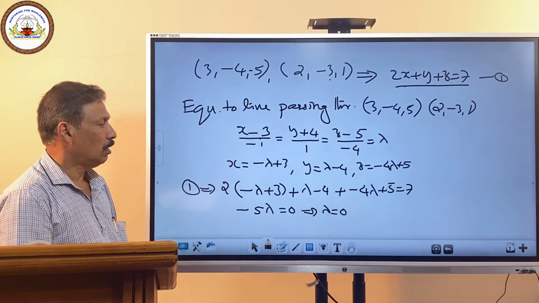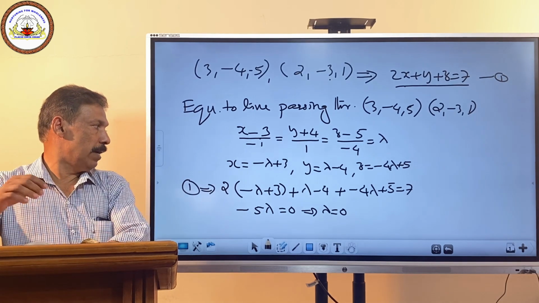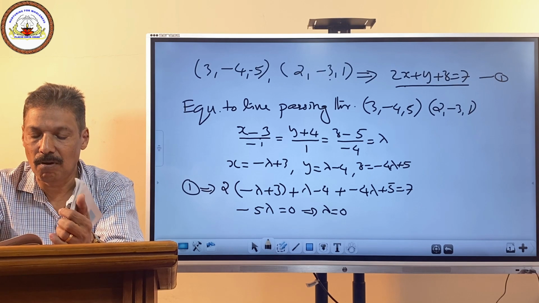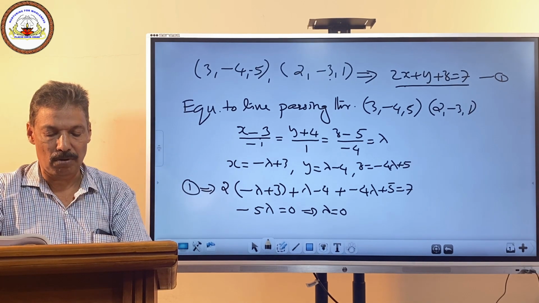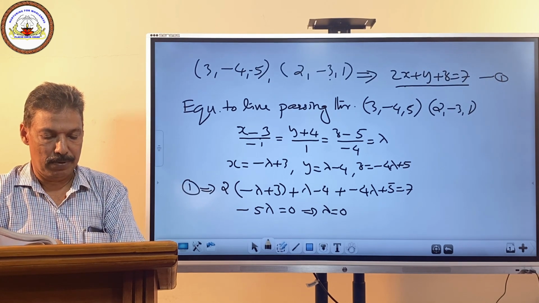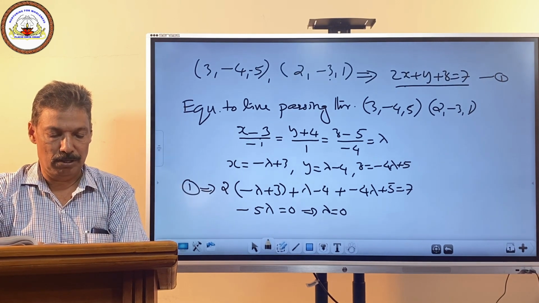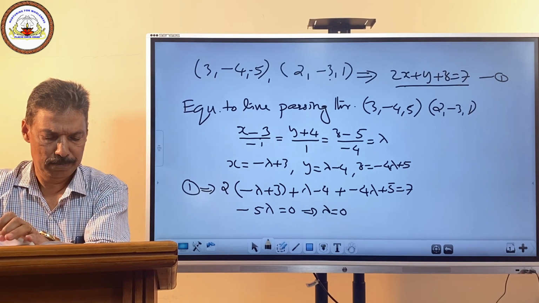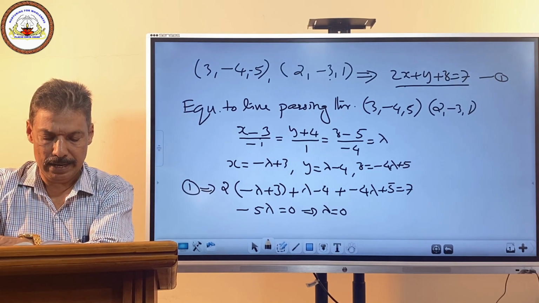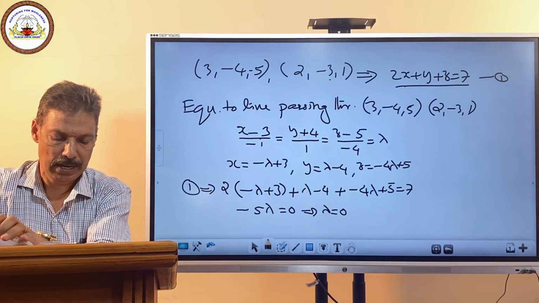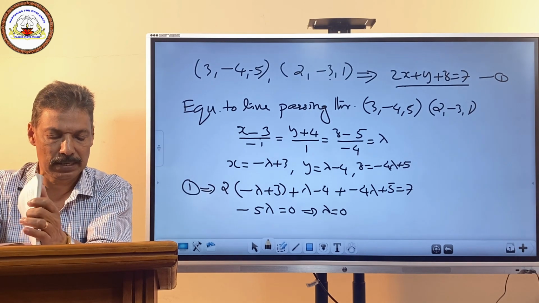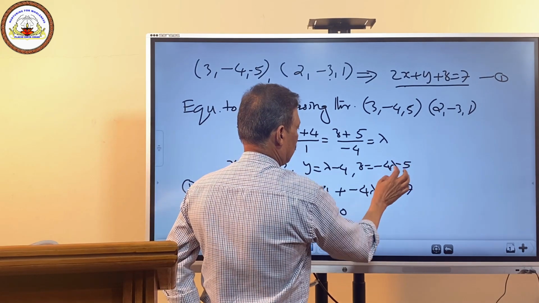So substituting here, lambda equal to 0, our point is 3, minus 4, minus 5. Therefore, the answer to the 12th question, the coordinate of the point where the line through the given points crosses the plane 2x plus y plus z equal to 7.